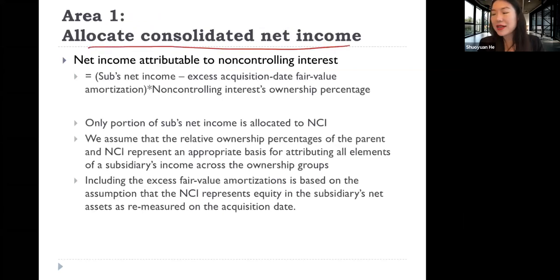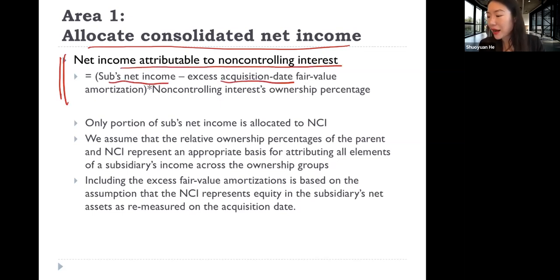So, allocate consolidated net income. The formula, we have already talked about it. So again, the formula here is net income attributable to non-controlling interest is the subsidiary's net income, take out amortization, and multiply it by the non-controlling interest percentage of ownership.